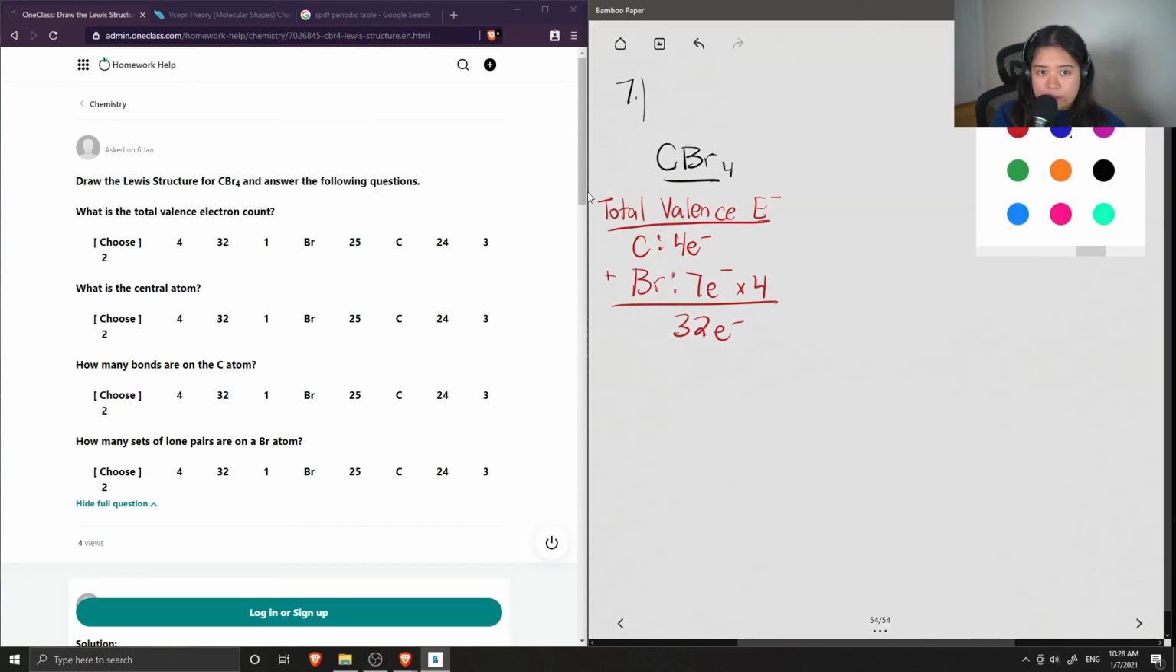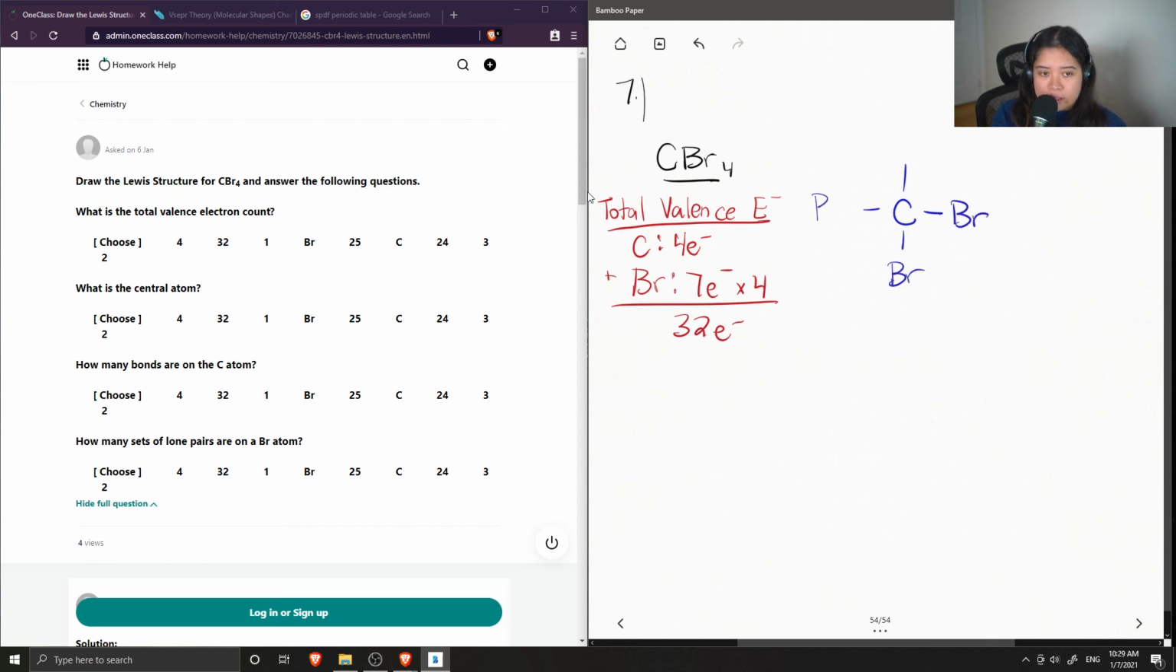So now on the right, I'm just going to draw out the Lewis structure. So carbon is our central atom, and all around it, I'm just going to symmetrically draw all of the bromines. Now I'm just going to add the lone pairs.